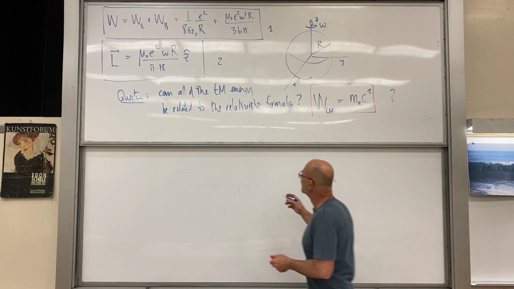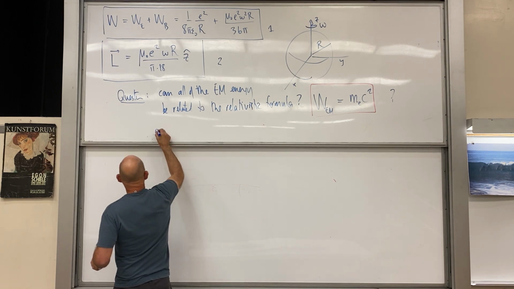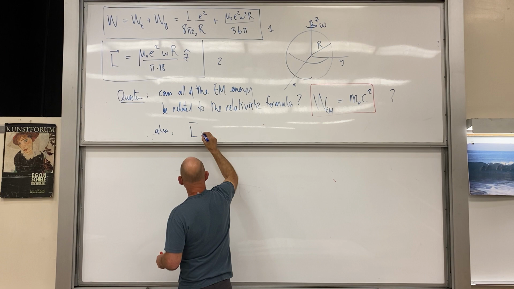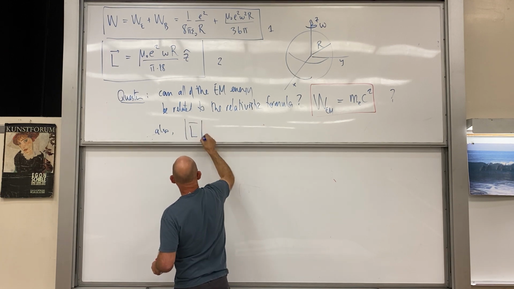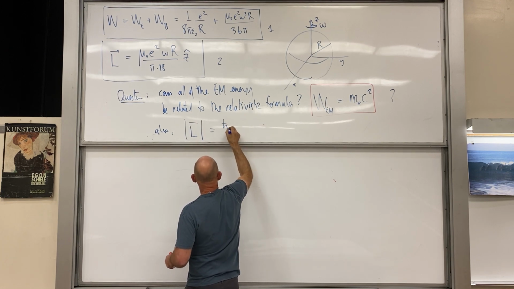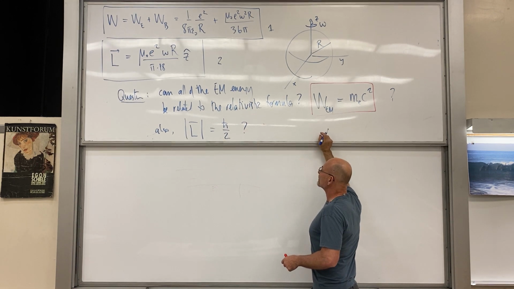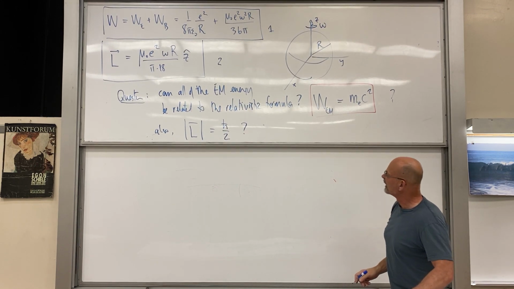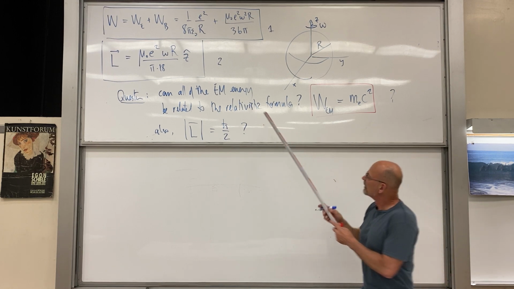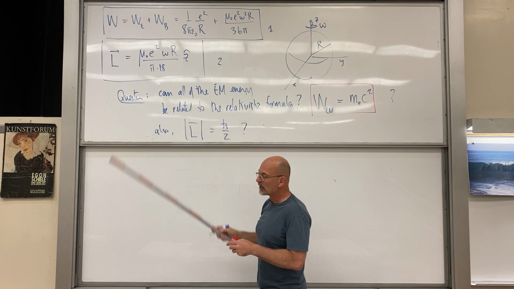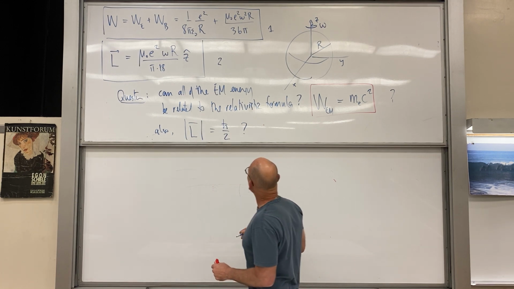So also, L magnitude equal to h bar over 2. Okay. And if we do that, can we find values for omega and r? So we just do that.